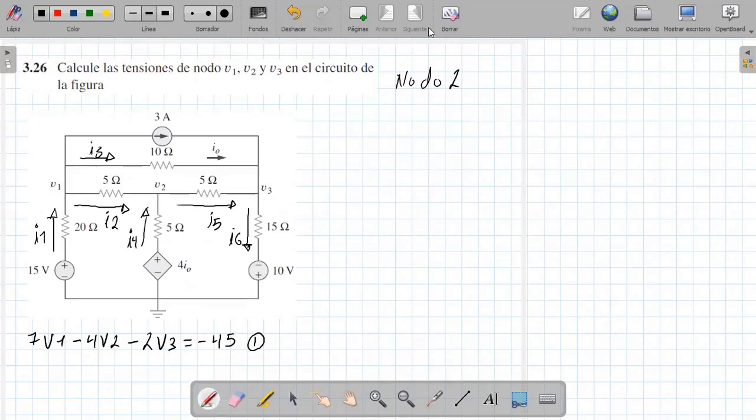Okay. Now we're going to work with the tension at node V2. At node V2 we add the currents: the current in the 2 and the current in the 4 will be equal to the current that comes out. So the current in the 2 is the same as we had already said, which is V1 minus V2 over 5, because the current goes from this point, assuming that V1 is greater than V2, plus the current in the 4, that is, one dependent source that depends on the current I0 that is here, so it would be 4 I0.